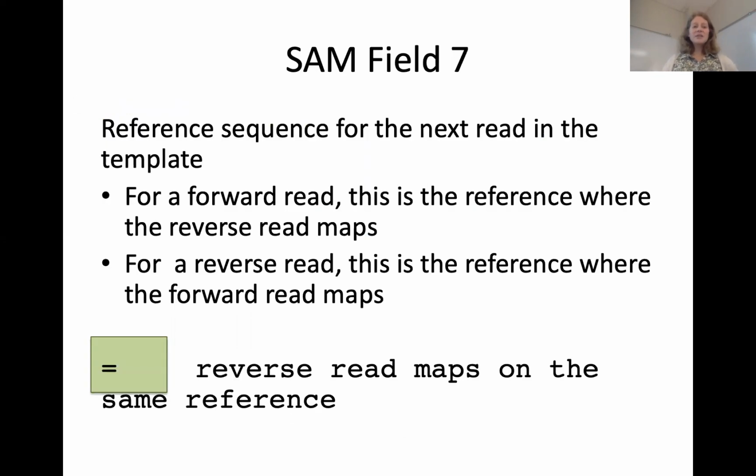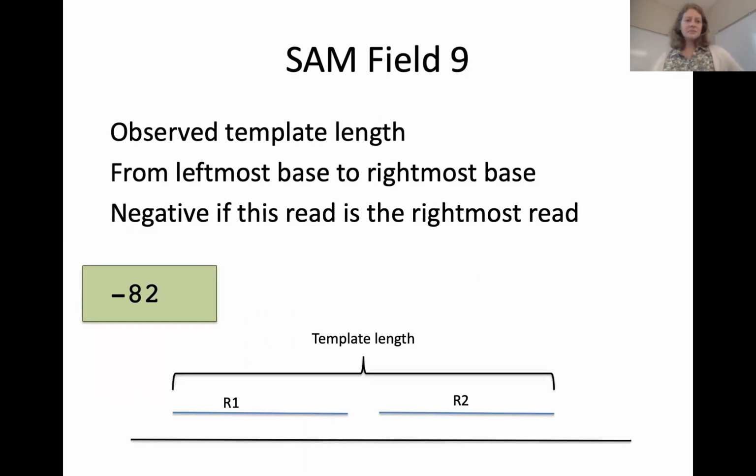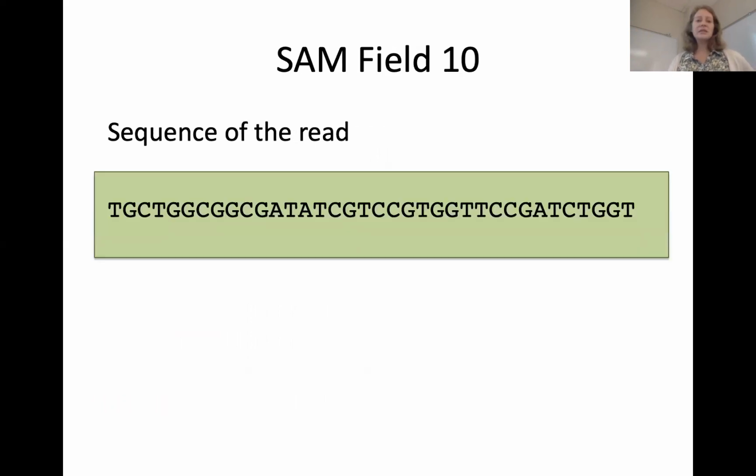The next field is really useful if you have paired end sequences. If this is a forward read, it's telling you where the reverse read maps, and if it's a reverse read, it's telling you where the forward read maps. This is just so that you can quickly and easily assess if your reads are mapping in the same location, as you would expect if they're paired. It also tells you the template length. So for paired end sequencing, how long was your original template?